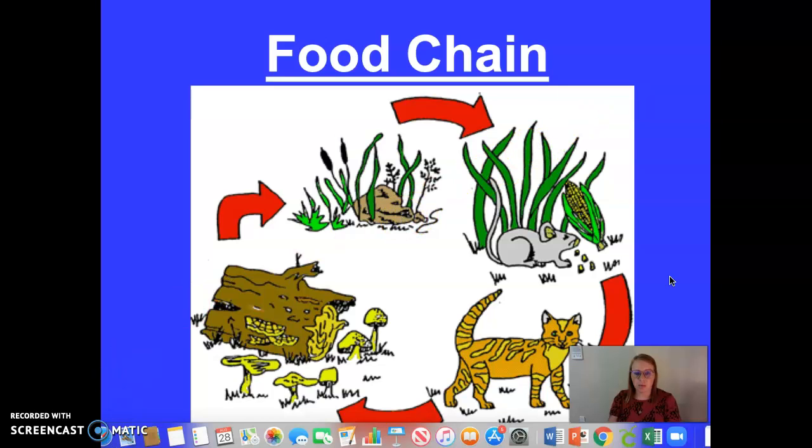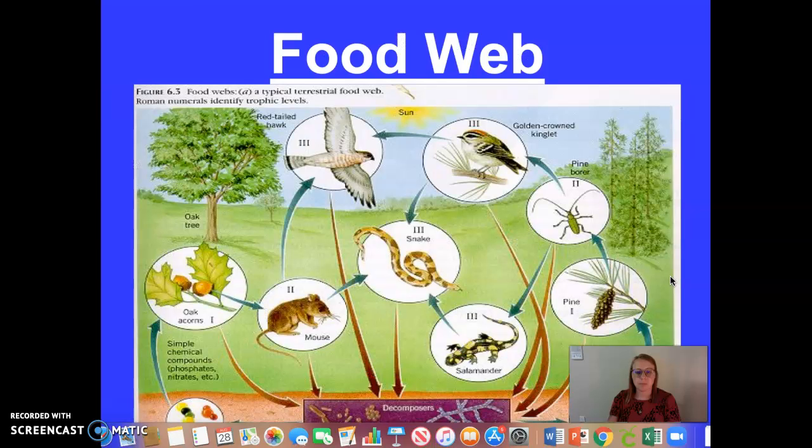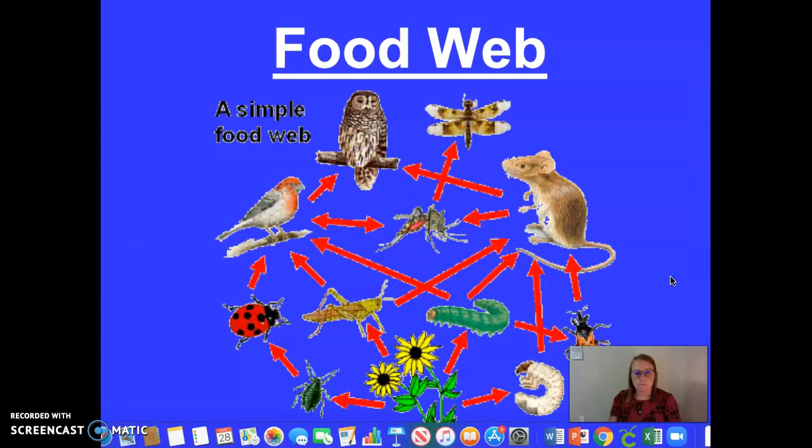Here's another example of a food chain. Now, a food web is many food chains together, and it shows several different feeding relationships and several different movements of energy. Here is another example of a food web. Notice the way the arrows are pointing. And yet another food web.